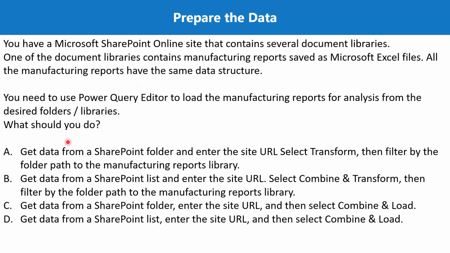So what we have to do in order to load the manufacturing report? The given answers include: A, get data from a SharePoint folder and enter the site URL, select transform, then filter by the folder path to the manufacturing reports library. Option B states get data from a SharePoint list and enter the site URL, select combine and transform, then filter by the folder path to the manufacturing reports library. Option C states get data from a SharePoint folder, enter the site URL, and then select combine and load. Option D says get data from a SharePoint list, enter the site URL, and then select combine and load.